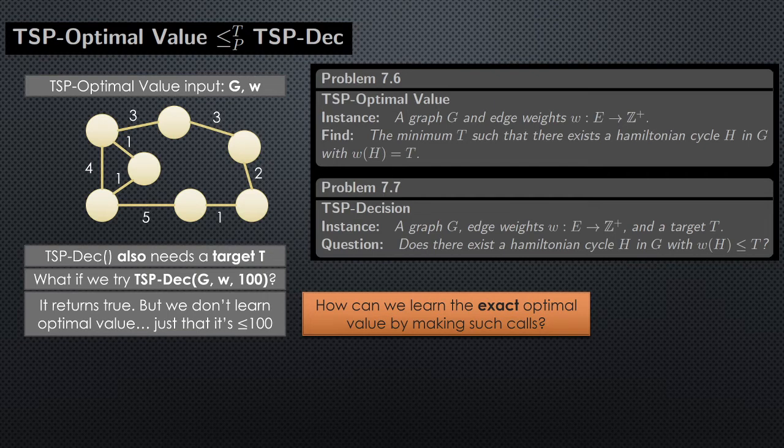We might have to make a huge number of calls to TSP decision. In particular, what's the largest value that we might have to start with? First of all, we started from 100. Why did I start at 100? I just guessed a number that was higher than the real optimal value.